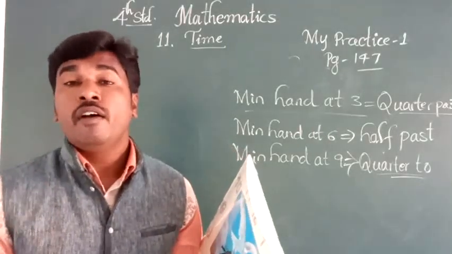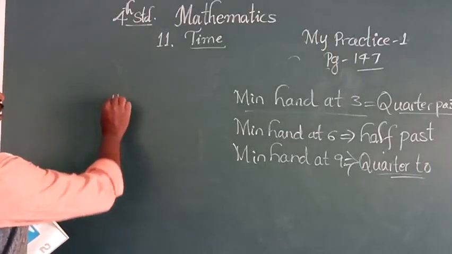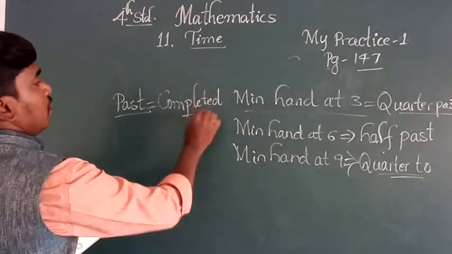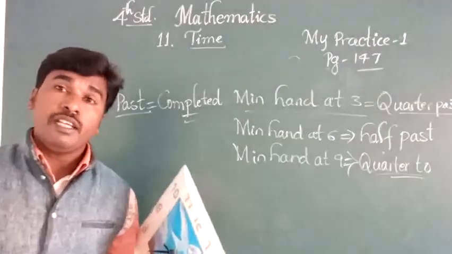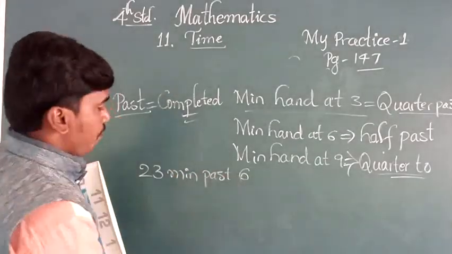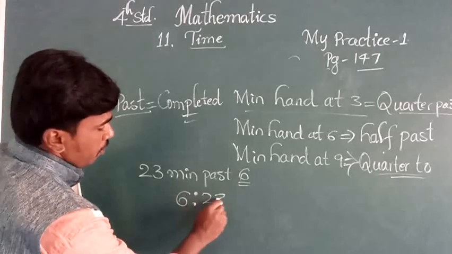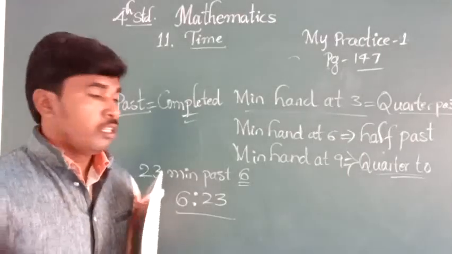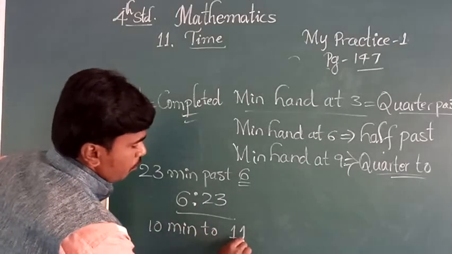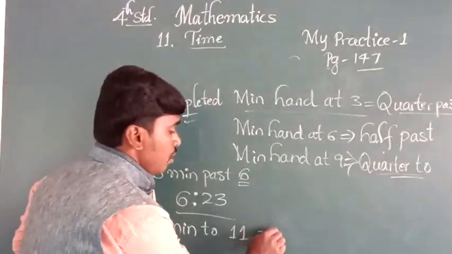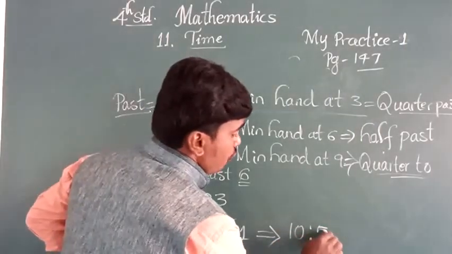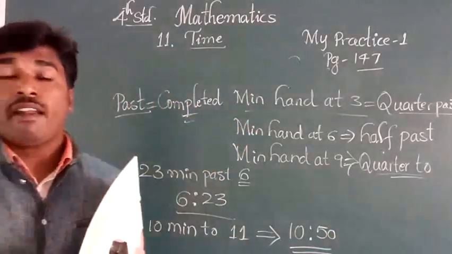So in this manner you can read the time. So the word past indicates that it has completed. 23 minutes past 6. That means what is the time? 6:23. Quarter to, or 10 minutes to 11. How to write? 10 minutes are remaining to complete 11 o'clock. Then the time is 10:50. So in this way, you read and write the time.